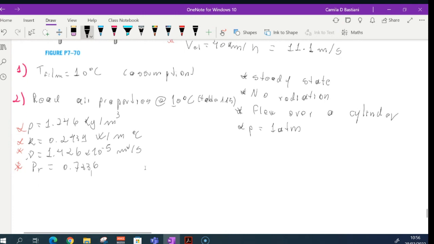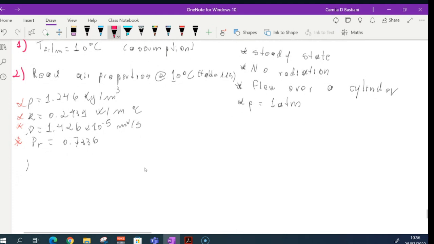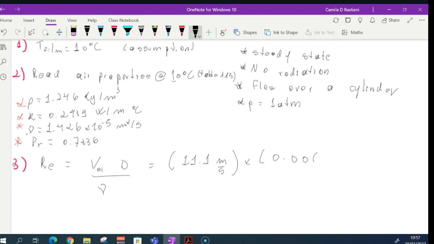The very first thing I'm going to do here is find my Reynolds number. Why? Because my Reynolds number is going to tell me if it's laminar or turbulent, and that's going to tell me what relationship I can choose for my Nusselt number. Velocity times diameter divided by viscosity: velocity 11.1 meters per second, diameter 0.006 meters, divided by 1.426 times 10 to the minus 5 meters squared per second. My Reynolds number is 4,675.